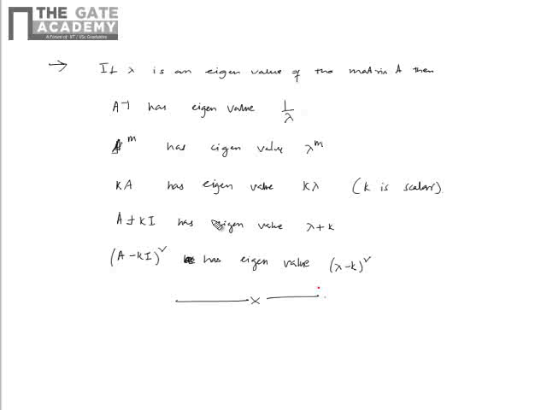So now let's see some properties for the eigenvectors. Till now we have seen the properties for the eigenvalues. So now let's see properties of eigenvectors.